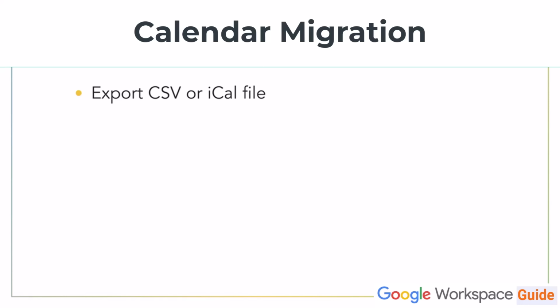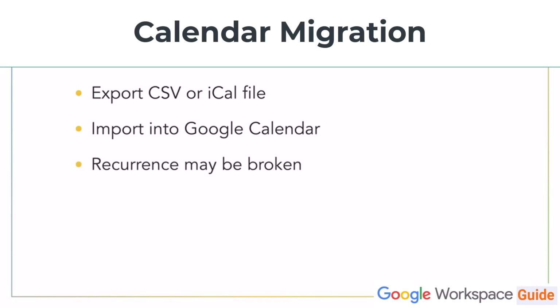Within most calendaring programs, users can export in CSV or Apple iCal formats. They'll need to import this file through Google Calendar. While they appear on the calendar, recurring events will likely be copied as individual events rather than a recurring single event. Once users import their events, they should double-check the import.